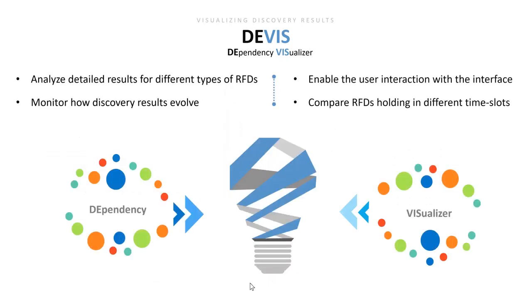In general, DEVIS enables the user to visualize the trend related to the number of holding RFDs over time, also admitting the possibility to analyze the details of the discovered RFDs. Moreover, it enables the comparison of holding RFDs at different time slots. And finally, it admits user interaction with the discovery results.